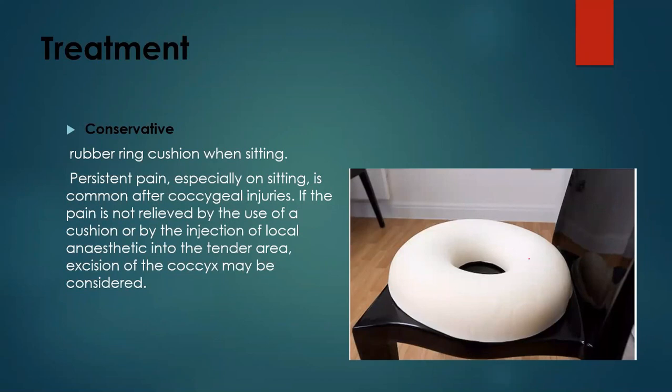giving the patient analgesia, and we let him sit on something called a donut seat or rubber ring. It is empty from the inside and has a cushion on the sides, which will decrease the pain on the area.